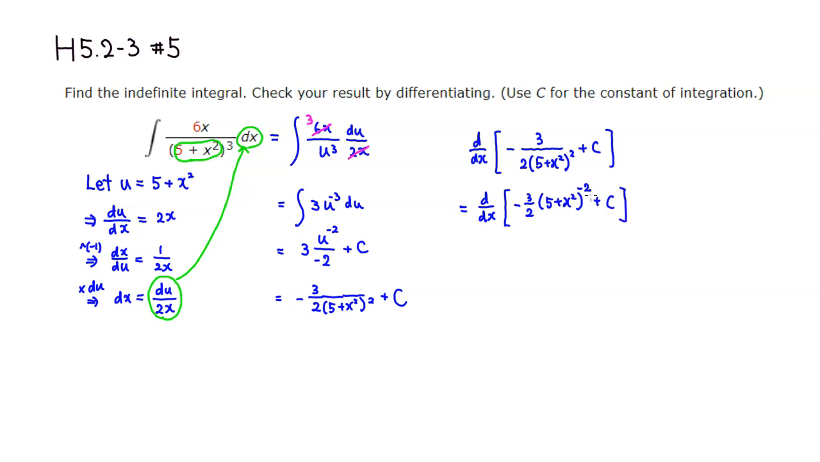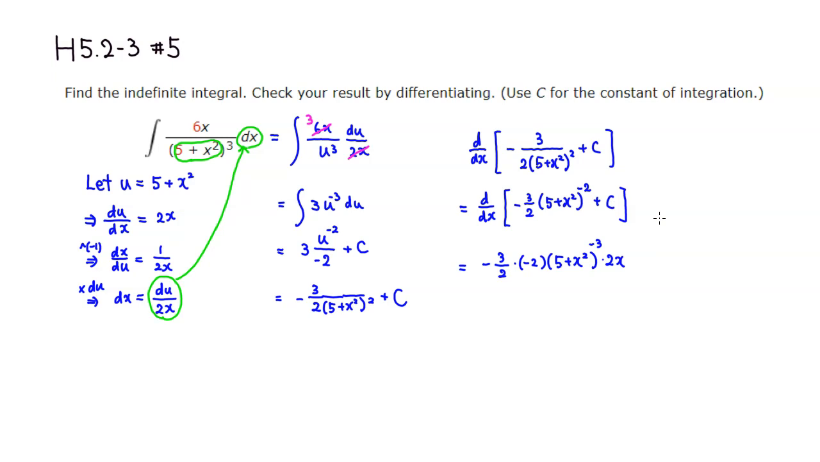Now I can take the derivative. Negative 3 halves is just a constant multiple, so leave it there. Put the negative 2 in front, keep whatever we have inside the parentheses, and subtract 1 from the power, so it's negative 3. Then multiply by the derivative of the inside, 5 plus x squared, whose derivative is 2x. So I'm going to put 2x. And the derivative of c is 0 because c is a constant.